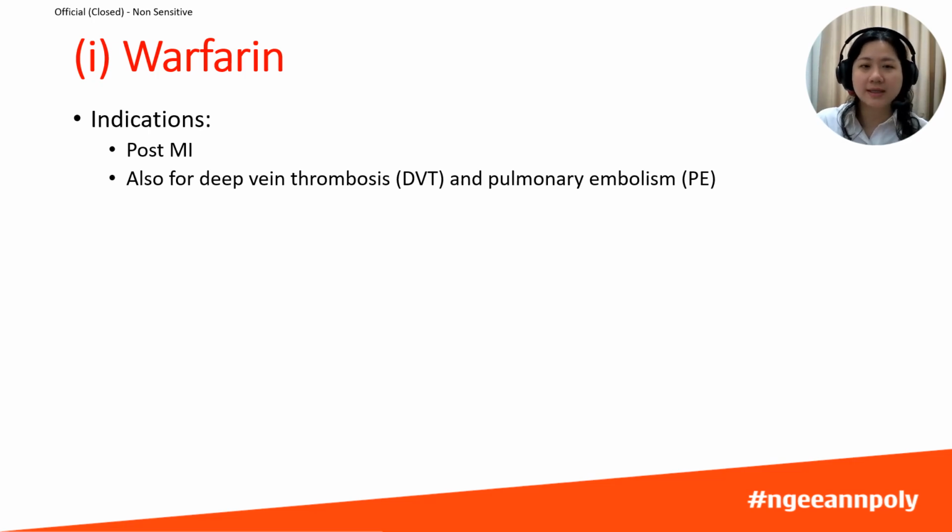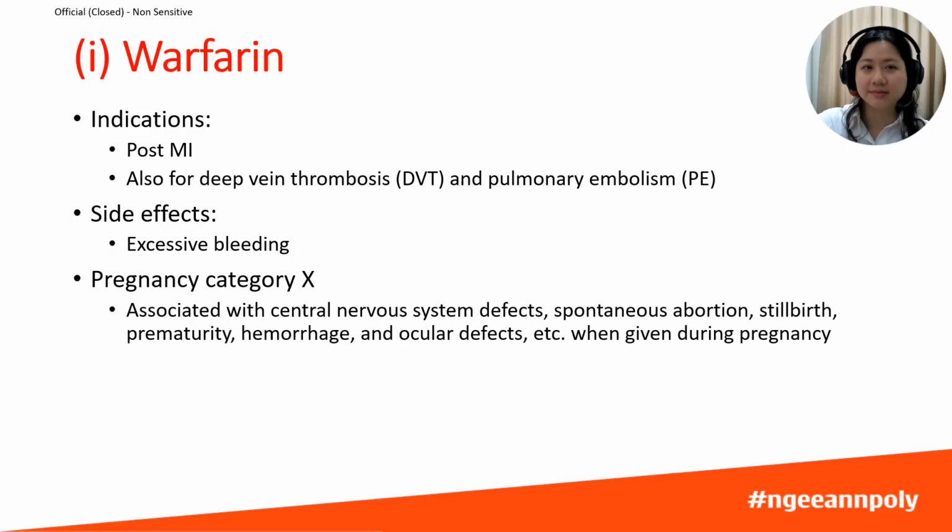Warfarin and other anticoagulants are used for myocardial infarction and also for other thrombotic conditions such as deep vein thrombosis, where a blood clot forms in the veins, and pulmonary embolism, where a blood clot travels to the blood vessels in the lungs. Naturally, the main side effect of warfarin is excessive bleeding. Warfarin is also contraindicated in pregnancy and is labeled pregnancy category X.